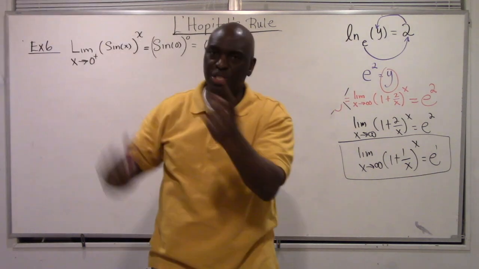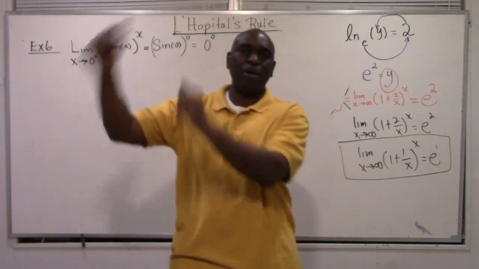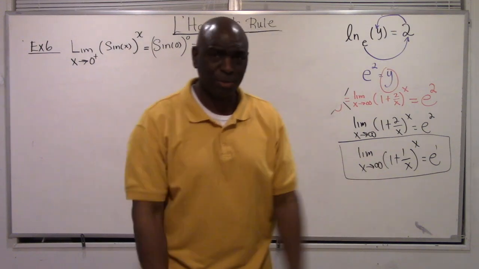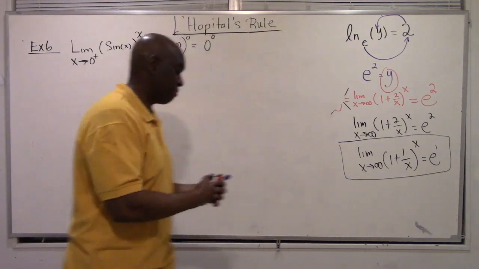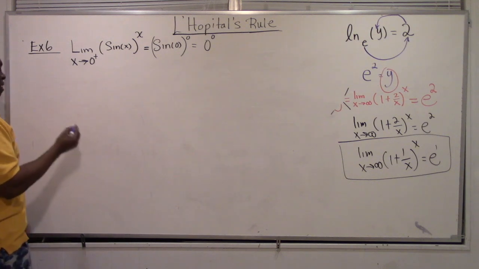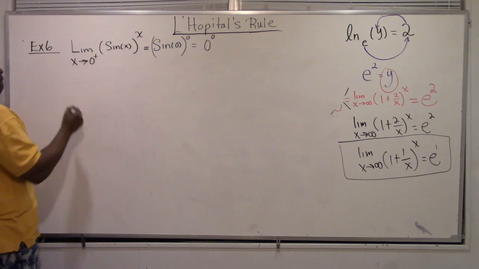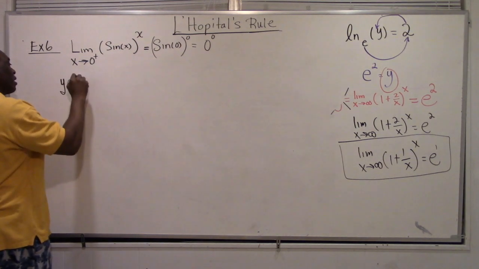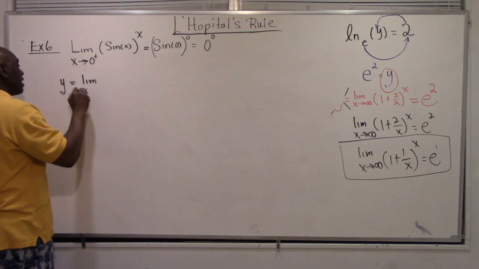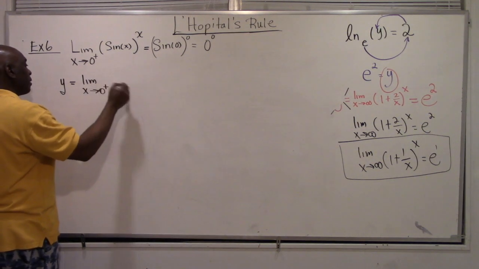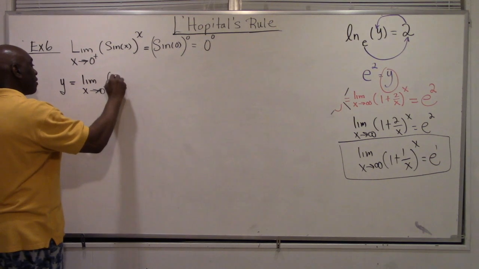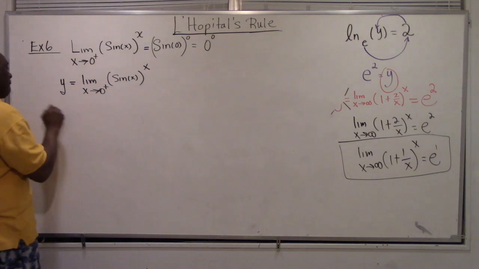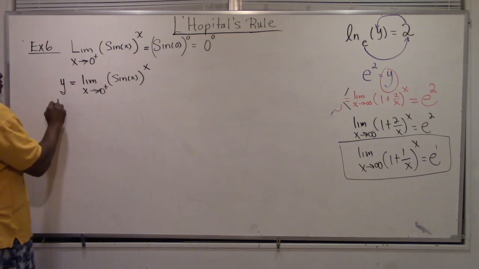Function to a function, we just did one like that. Function to the power of a function, we need some help from the logs. Please call the logs. We need the logs. Let's use the logs again. So y equals the limit as x approaches 0 from the right side of (sin x)^x. All right, let's take the log of both sides.